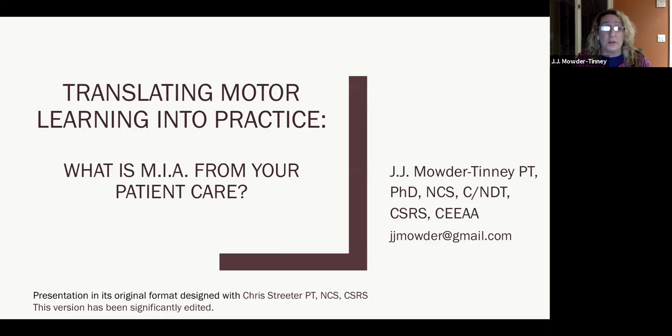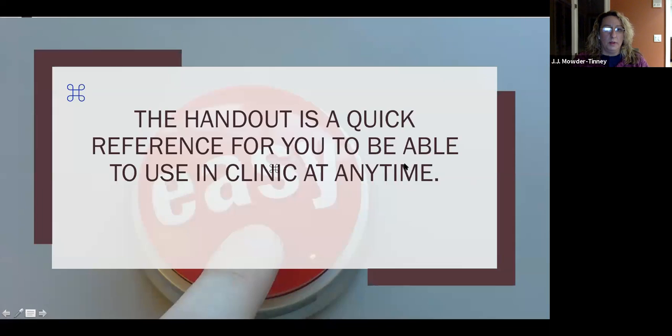But the motor learning stuff is so exciting, except it can get overwhelming. So I wanted a strategy where you could check off in your head some of the key pieces. We came up with MIA, trying to be cute, but also from a memory standpoint: motivation, intensity, and attention. Then when you're interacting and doing your treatment, you would think of it that way.